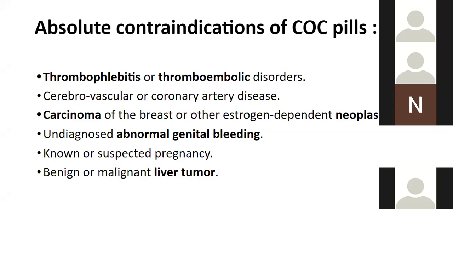Somebody who's had a history of cerebrovascular accidents or coronary artery disease, carcinoma of the breast, or other estrogen-dependent neoplasm, undiagnosed abnormal genital bleeding, known or suspected pregnancy, benign or malignant tumor. So these are some of the absolute contraindications. So in the previous case, having migraine with aura is also considered one of the contraindications. So in that woman, you would actually tell her that these are the risks and these are the other alternatives present and which would be more suitable in your case.